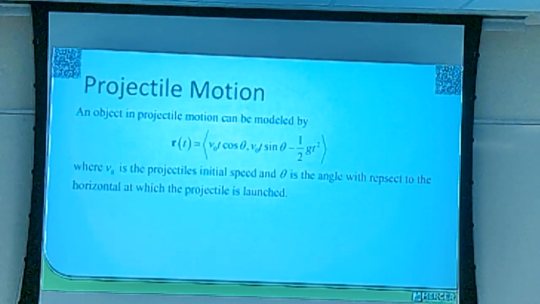Projectile motion. Video has the derivation. That is the model for projectile motion.